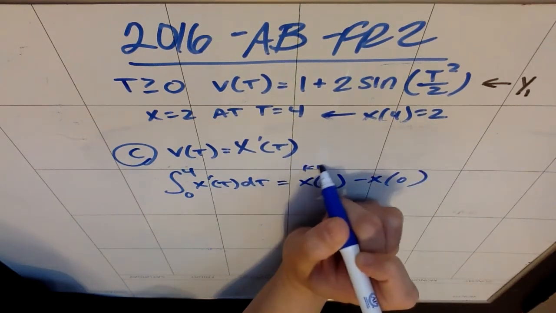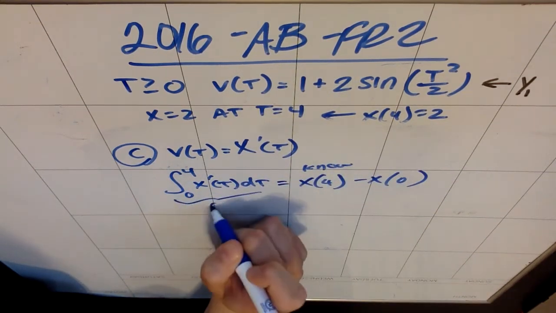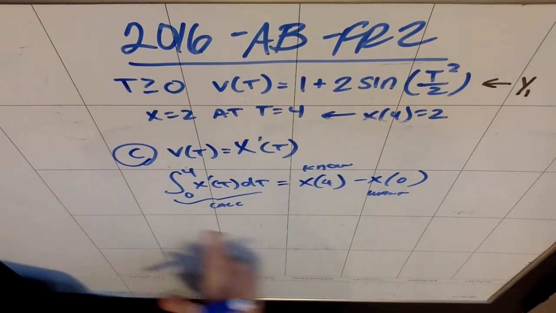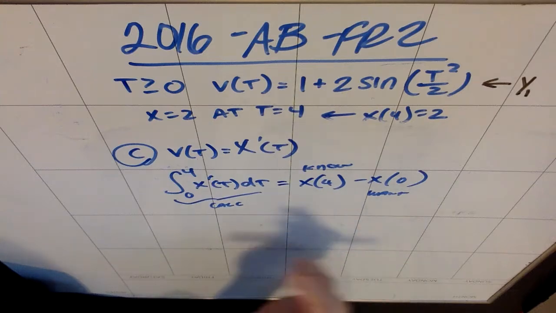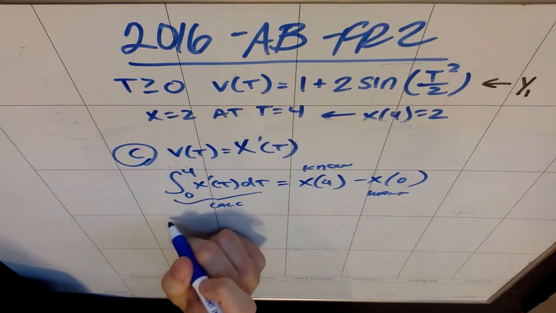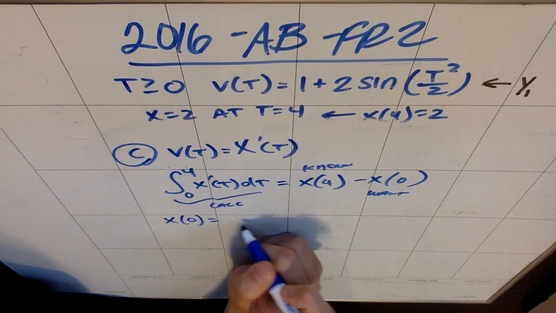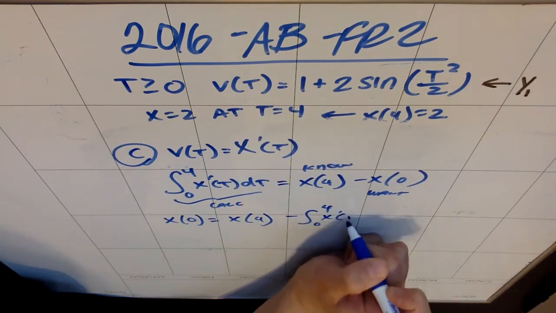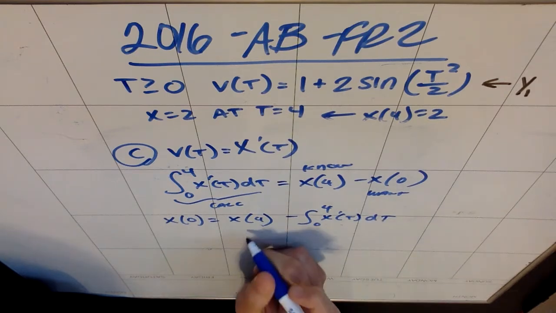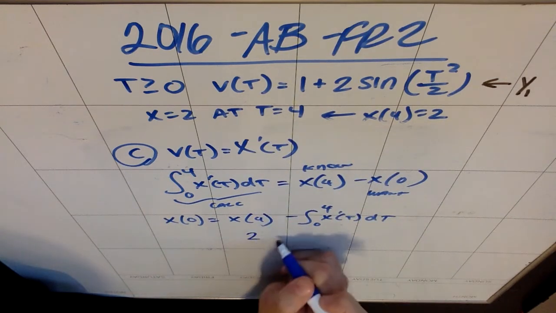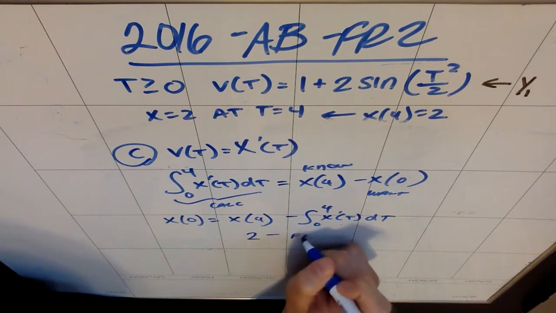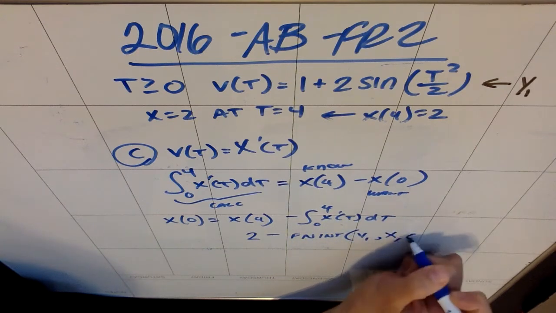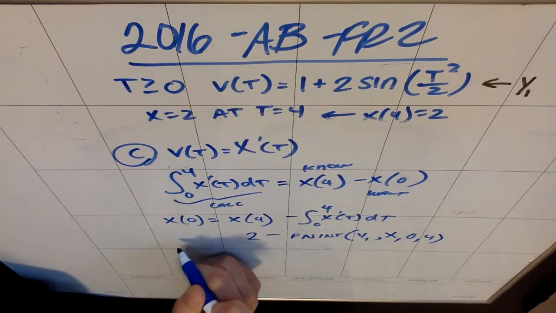Well, this is a thing I know. This is a thing that I can make my calculator do. And this is the thing I want. So if I move the x of 0 over and subtract the integral over, I get x of 0 equals x of 4 minus the integral from 0 to 4 of x prime of t dt, right? So I know that x of 4 is a 2 minus, and then I'm going to plug in my calculator, function integrate y1 with respect to x from 0 to 4, right? And that's going to give me my x of 0.